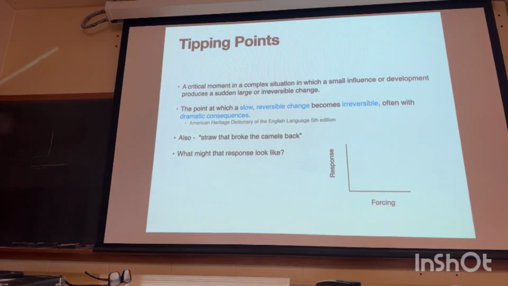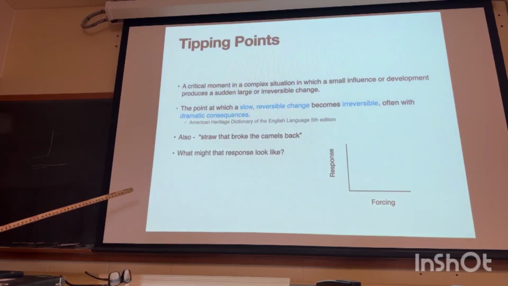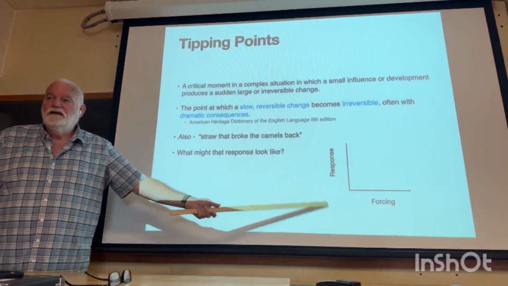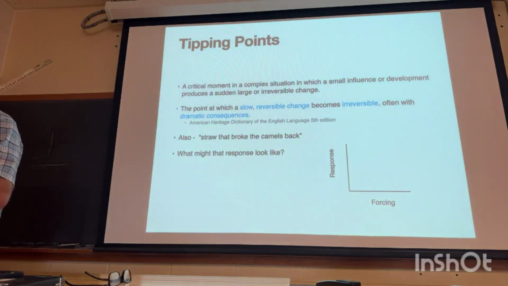The analog, the straw that broke the camel's back, the idea that the camel has a certain strength, you keep putting the bales of straw on, or hay or whatever on the back, and all of a sudden it does it, but it doesn't go on forever, it breaks. One little last straw broke the camel's back. And so what would that response look like? Write that in your notes, please. And where have you already seen it?